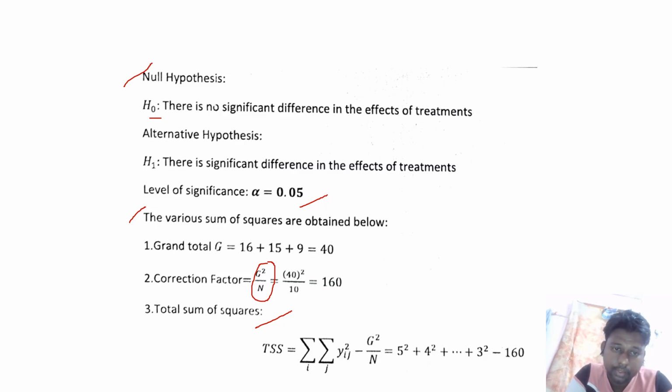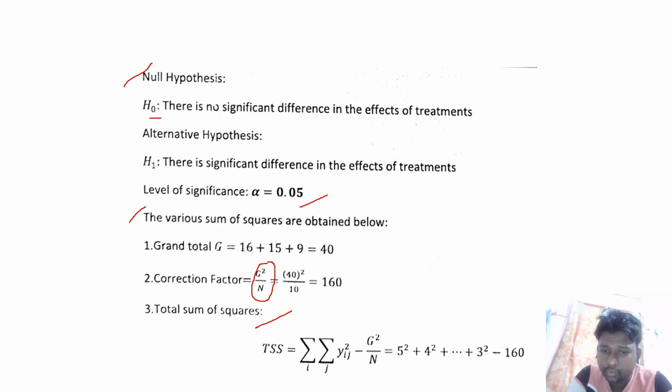Okay, and the correction factor we have calculated as G square by N, that is 40 square by 10, which is 160. Okay, next is the total sum of squares, TSS. We can calculate it with the formula sum of yij square minus G square by N, as we saw in our last slide. This formula is applied.